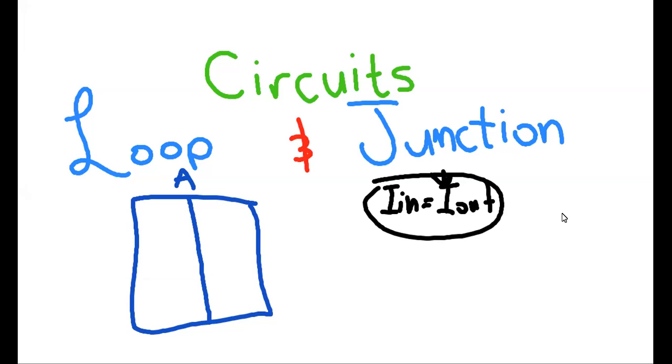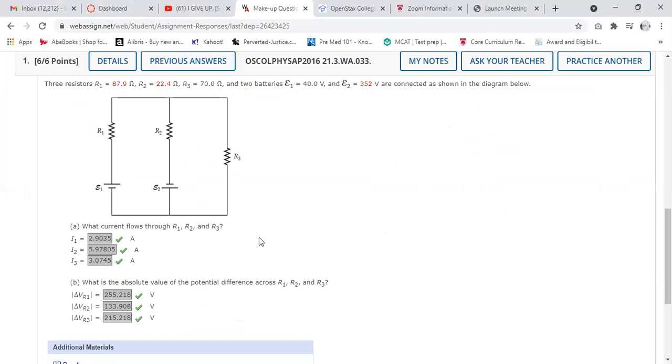Today we're going to talk about circuits, particularly the loop and junction rules. In this example, I'm going to be referring to this question here, something similar. Not all circuits are exactly the same, but you can get your information, i.e. I1, I2, and I3, using a similar method. I'm going to be going back and forth from this to the whiteboard and vice versa.